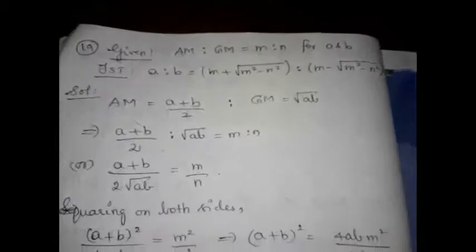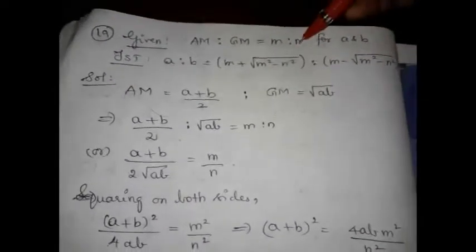The ratio of the AM and GM of 2 positive numbers A and B is M is to N. Show that A is to B equal to this. So the ratio of AM and GM of 2 positive numbers is given. We know what is AM and GM. AM is (A plus B) by 2. GM is square root of AB. So it is given AM and GM are M is to N.